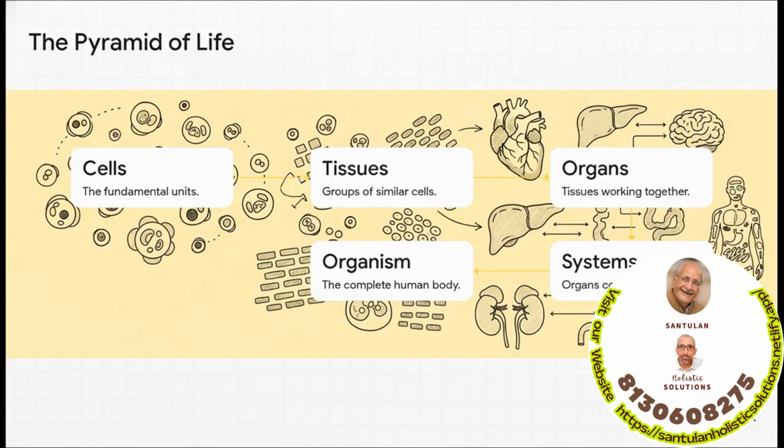These cells group together to form tissues. Then, different tissues combine to create organs, like the liver or the heart. Those organs work together in systems, like the digestive system. And finally, all of those systems together create the complete organism, us. And this is so important. It shows us why a problem at the very base, at the cellular level, can shake the entire structure.